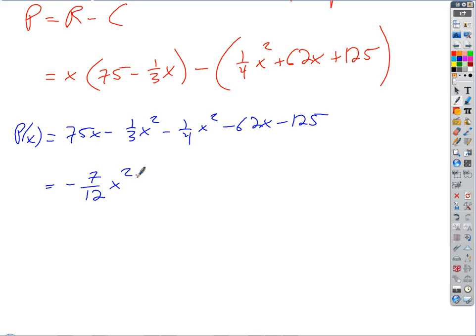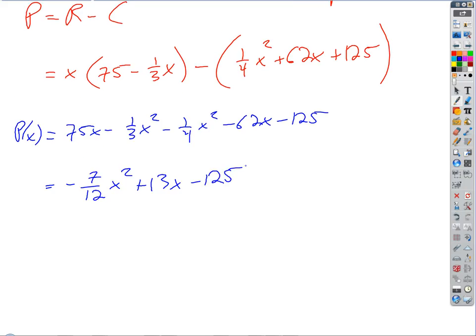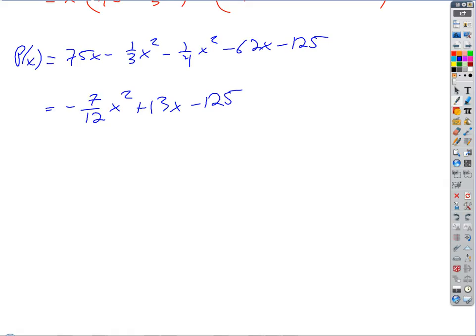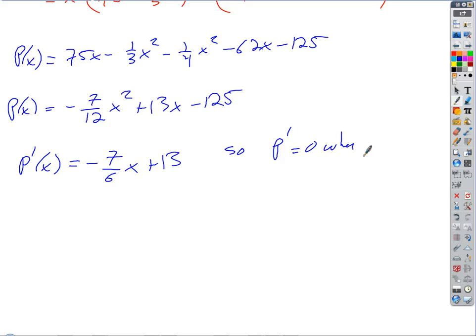Plus 13X. Yes. Minus 125. Okay, that's a pretty easy function to deal with, right? Sure. So P prime is negative 7/6 X plus 13. So P prime equals 0 when X equals 78 sevenths, right?